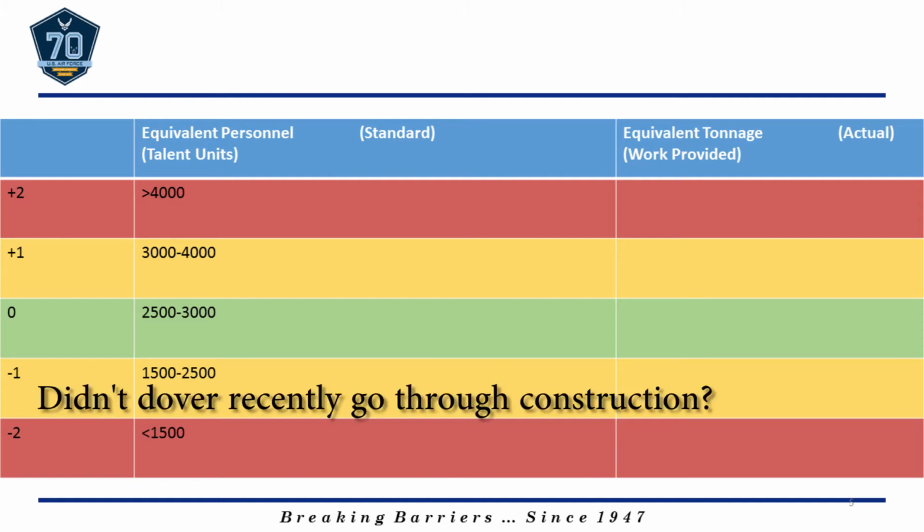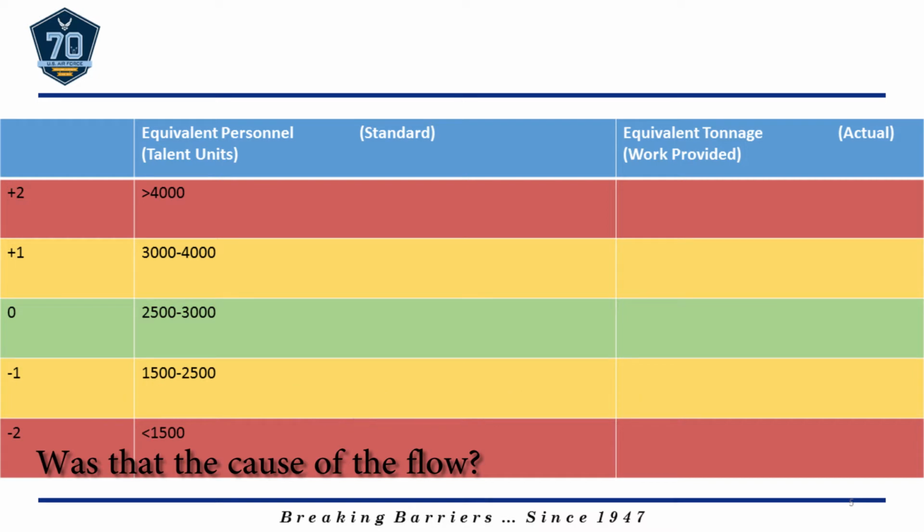Just so, didn't Dover just recently go through construction on their ramp and flatline? Yes. Was that the cause of the flow? Nope. It was all because of the end of the Iraq War. It started in 2011 and kind of tapered down. So we actually have a briefing about this. I'll kick it to you just so you can see the math and the history of it.